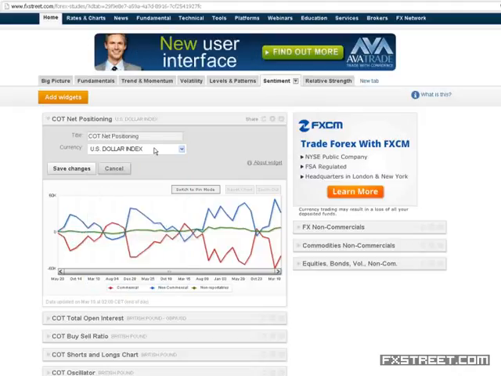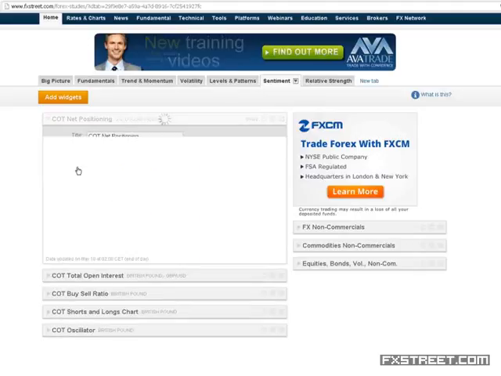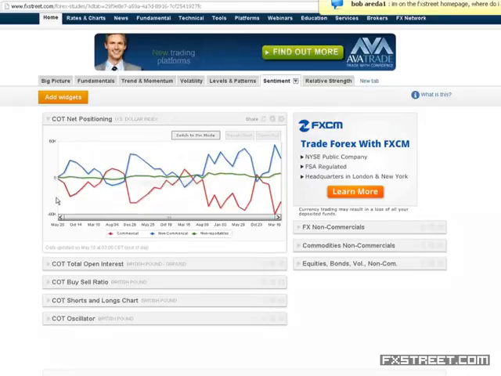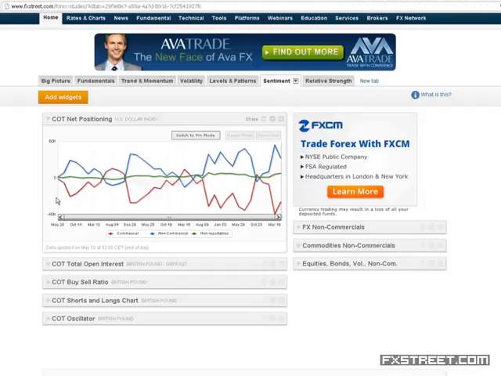Okay. In this case, we are looking to the dollar index, and we see the positioning here. We see how commercials are net short. We see the zero line here. Below the zero line means that particular group is net short. There are more short contracts than long, so to say. And on the top side, above zero, the groups that are printing in the positive territory are net long.